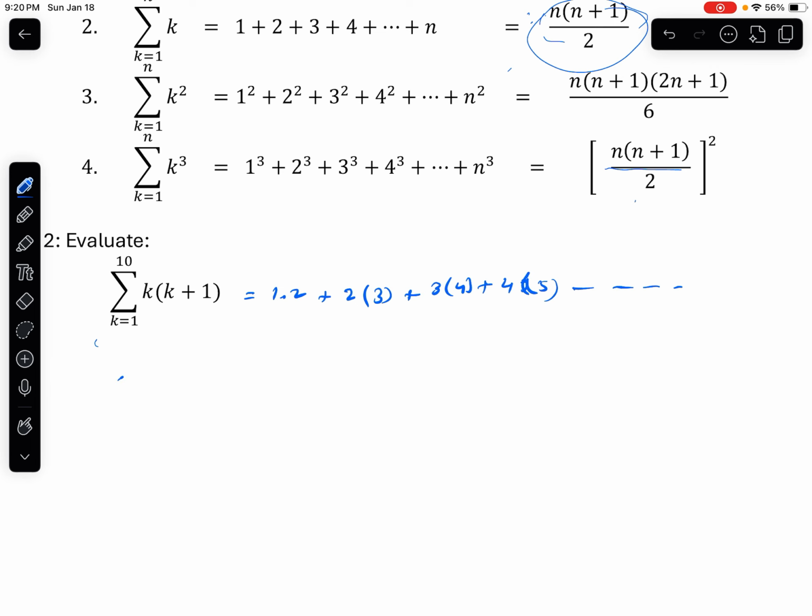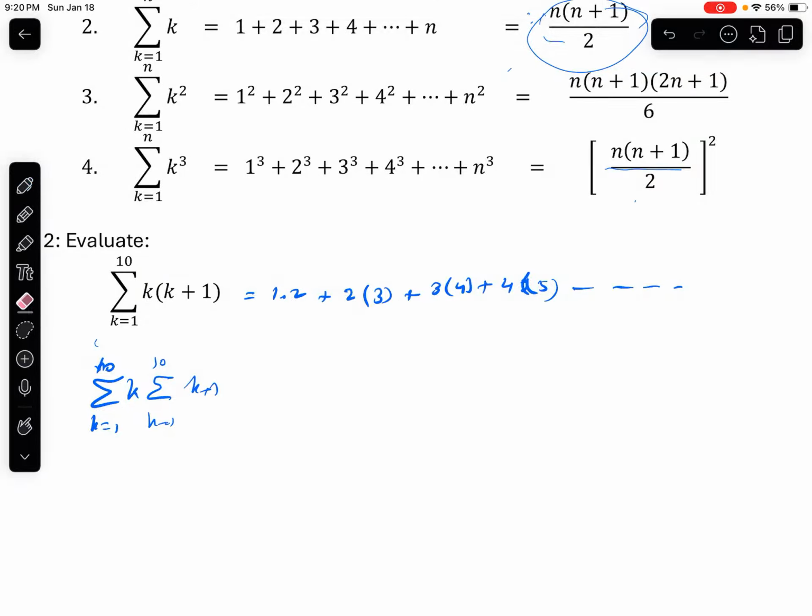Can you guys think what we can do? What are we allowed to do? Can we do this? Can I distribute the summation over the product? No, I cannot do that. So that is forbidden.